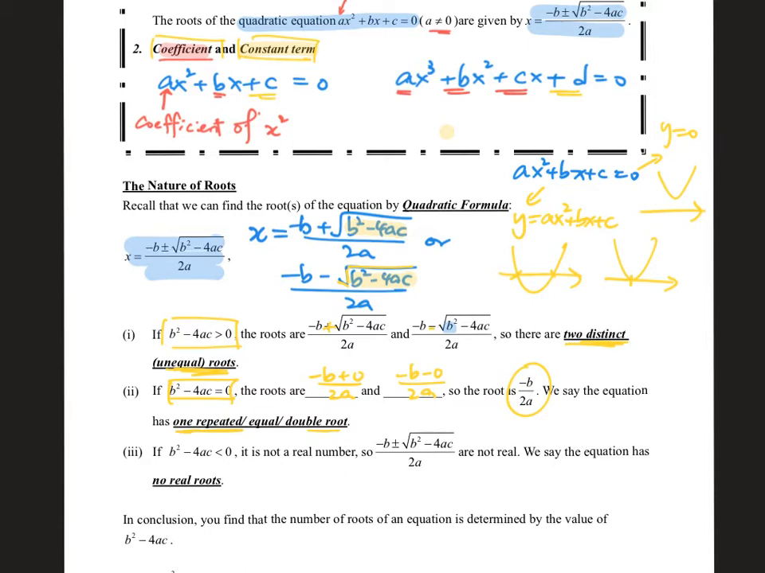Well, the last case would be, what if we have b squared minus 4ac to be less than 0?